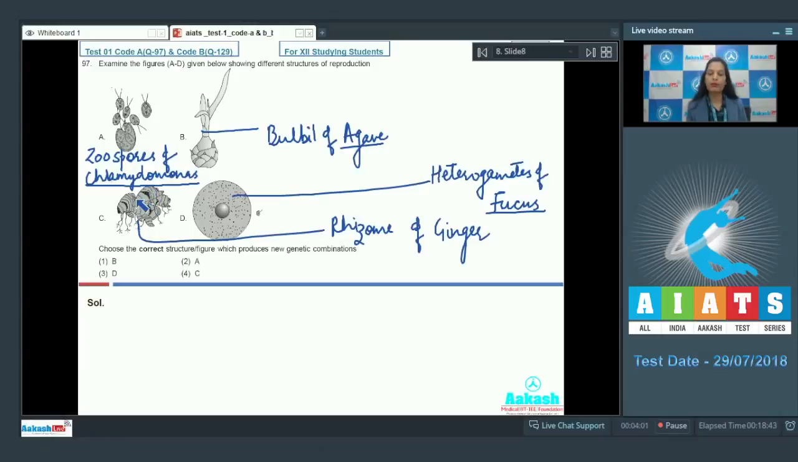Zoospores are the asexual spores which are produced by most of the algae. Because it is the asexual reproduction, it cannot produce the new genetic combinations. Figure B shows the bulbil of agave. Again, bulbil is a mode of vegetative reproduction. It cannot produce the new genetic combinations. Figure C shows the rhizome of ginger. Again, rhizome, it's a vegetative reproduction. So it cannot show the new genetic recombinations. And figure D shows the heterogametes of Fucus. This is the female gamete, this is the male gamete. These two gametes fuse together to form the zygote, which happens in sexual reproduction, and hence this will produce the new genetic combinations. So the correct answer for this question is option number 3.